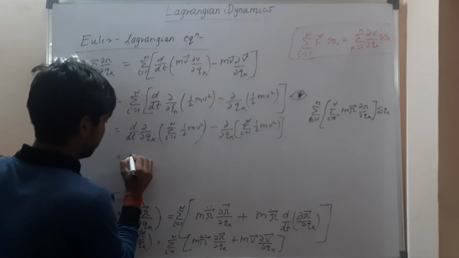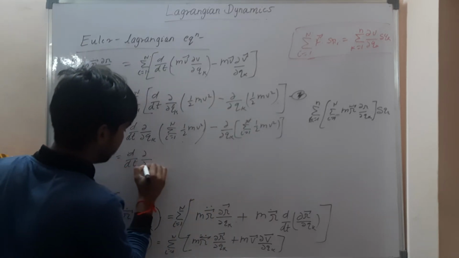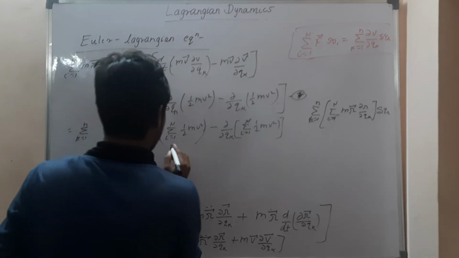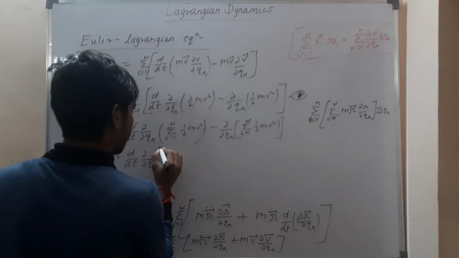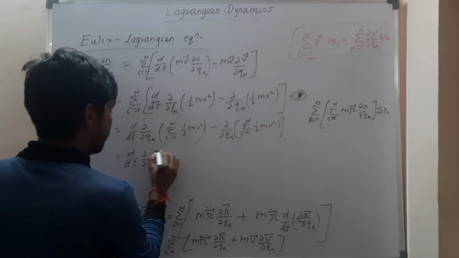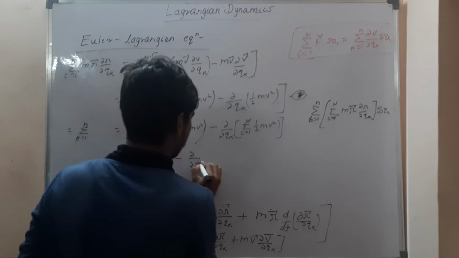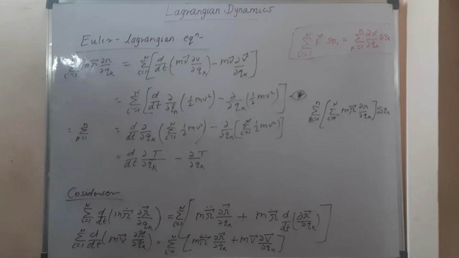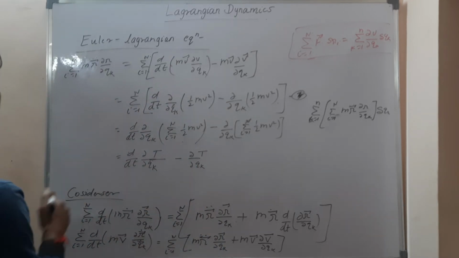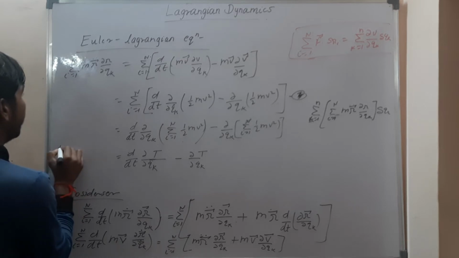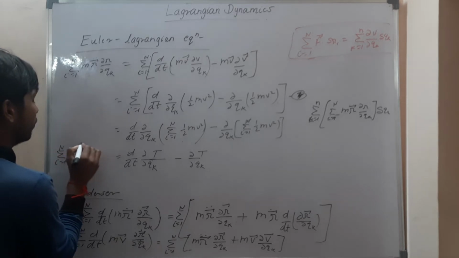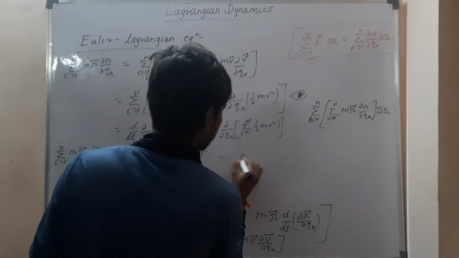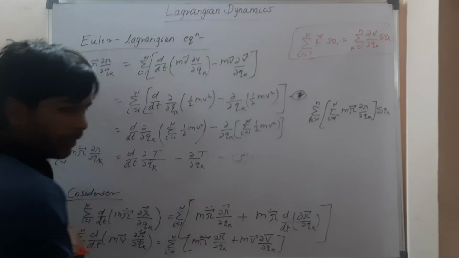So I can show it like this: d by dt, and it will come as the total kinetic energy. So T minus, this is T. And what is the right hand side? The right hand side is the sum over i equal to 1 to capital N of m r double dot, dou r by dou qk. This is equation number 5. Here T is the total kinetic energy.